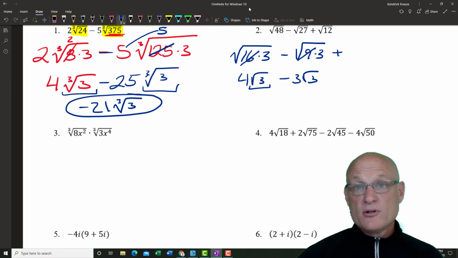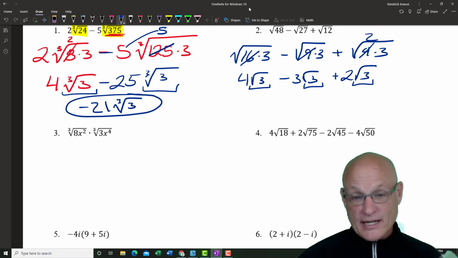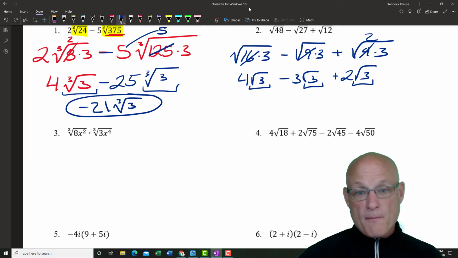Plus 12. 12 is 4 times 3. So I'm in pretty good shape. 4 times 3. Square root of 4 is 2. And now that these radicals are all radical 3, I can just combine them. 4 minus 3 is 1. 1 plus 2 is 3. Square roots of 3.